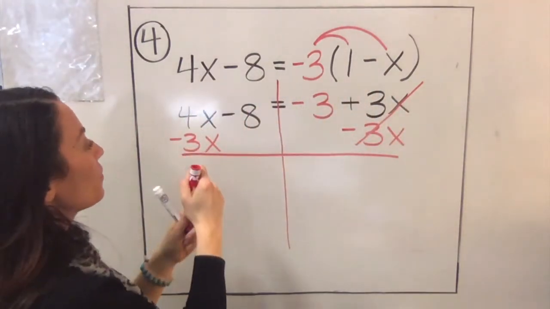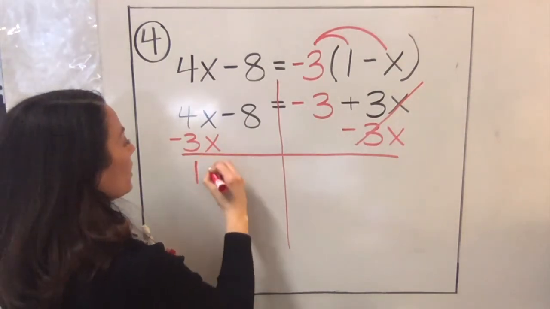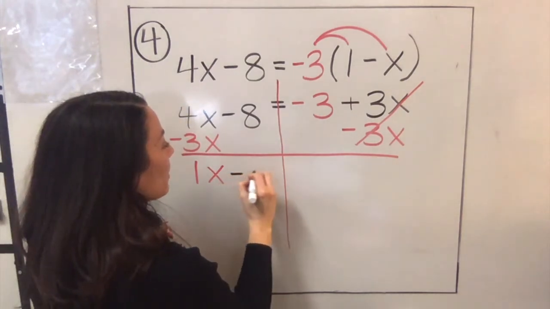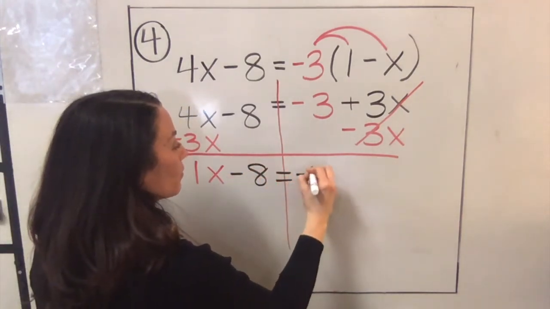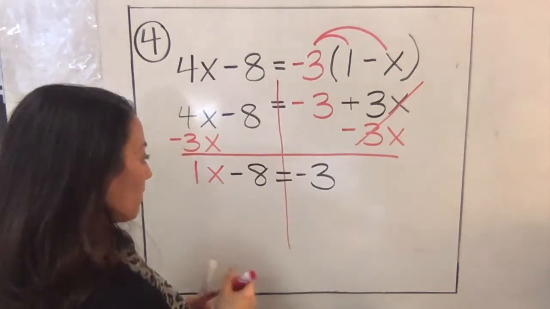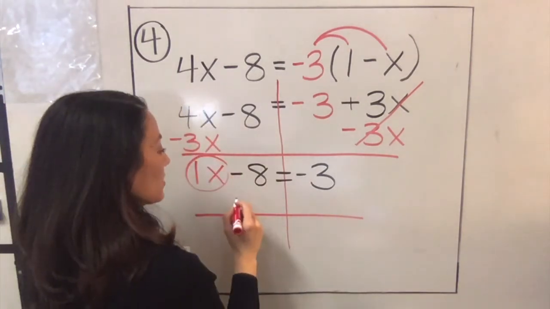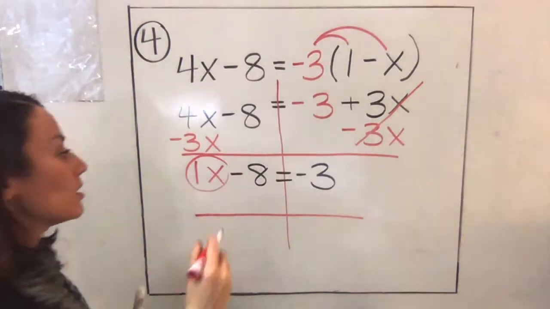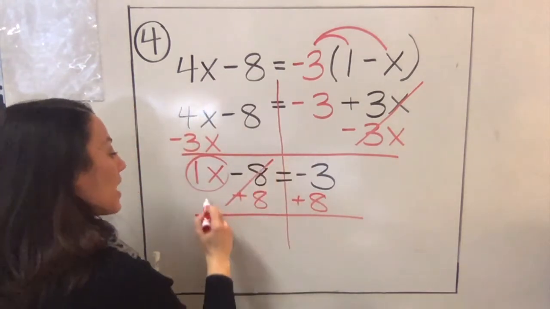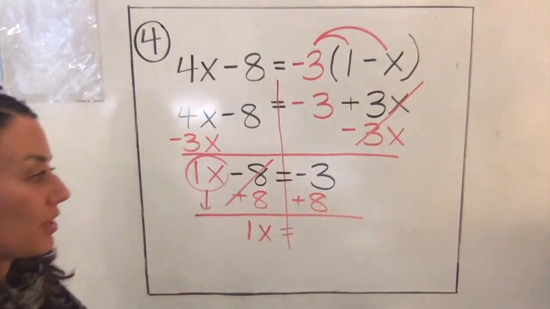All right, so what's 4x minus 3x? What's 4 minus 3? It's 1. So we have 1x. All right, let's bring down the rest of the constant terms. We have a negative 8 equals negative 3. So here we see 1x minus 8 equals negative 3. Let's solve this equation by first making another t, circling 1x. Doing the opposite of negative 8, which is positive 8, both sides. Good. Cross out the 8's, bring down 1x, and 1x equals 8 minus 3.